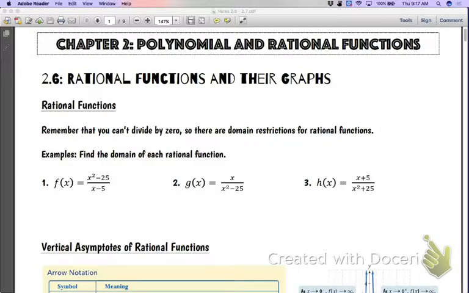Are there any restrictions on 3? Or what are your restrictions? What can x not be? If we set x squared plus 25 equal to 0, or not equal to 0, however you want to look at it, what can x not be? Is it plus or minus 5? Plus or minus 5?